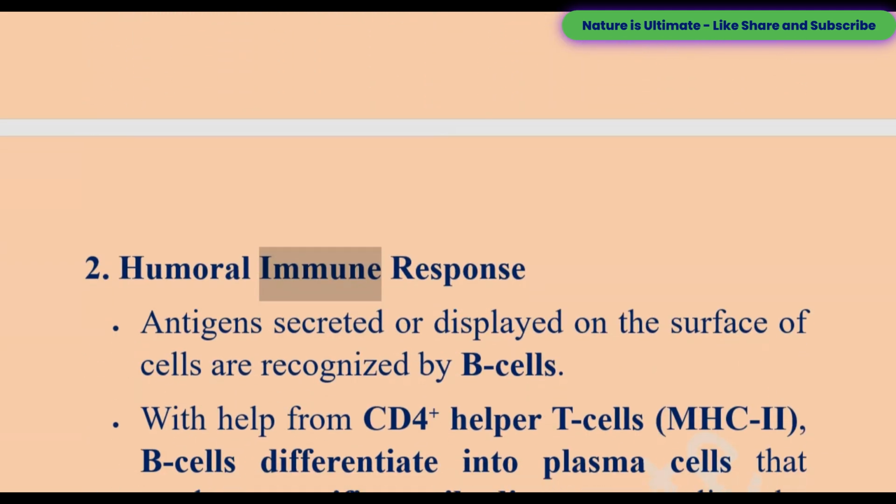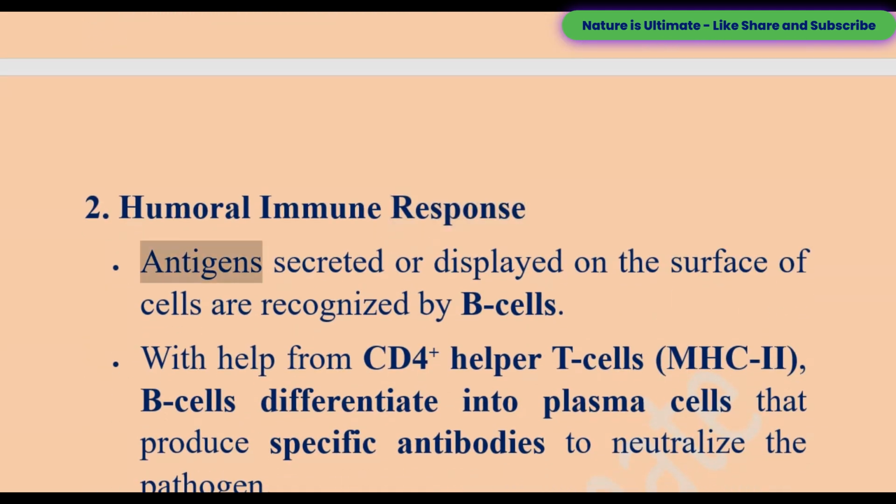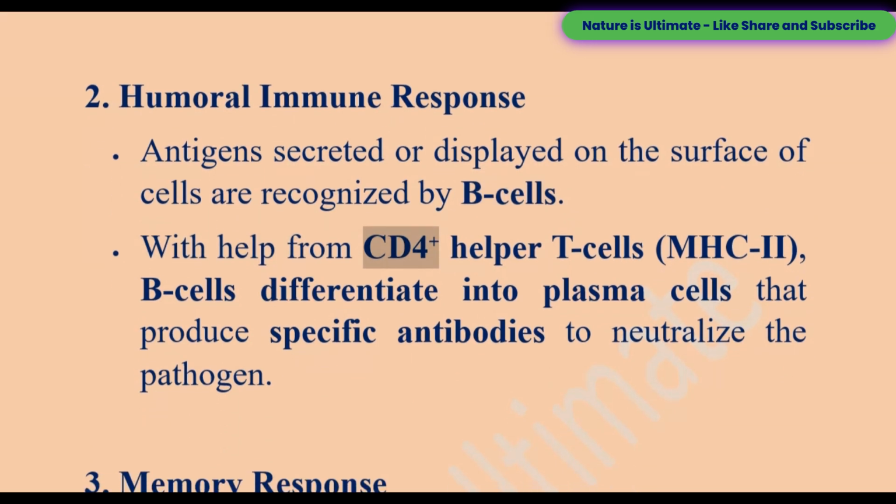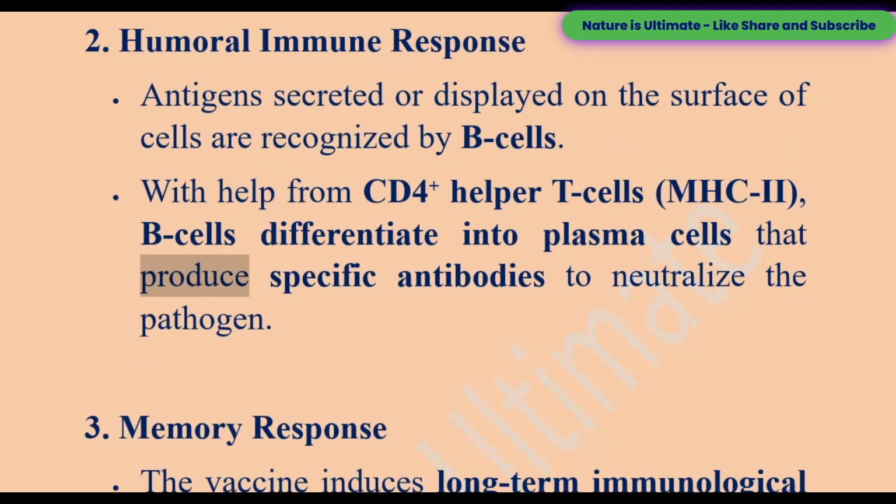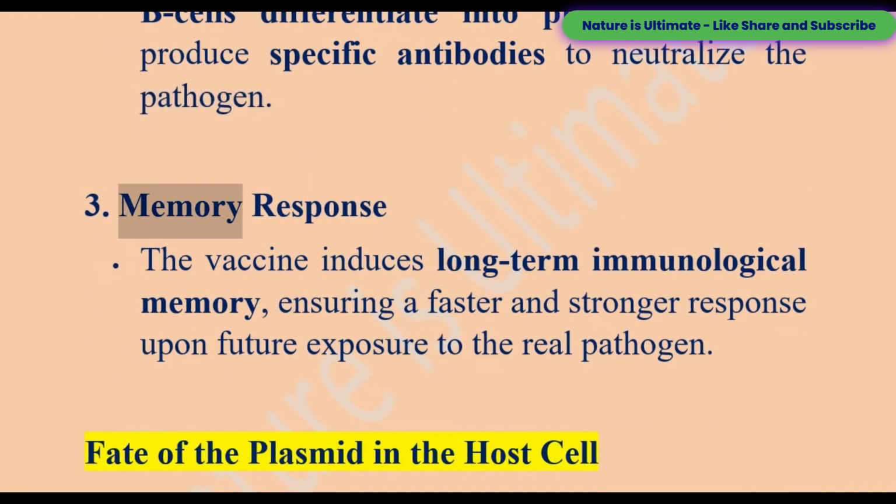2. Humoral immune response. Antigens secreted or displayed on the surface of cells are recognized by B cells. With help from CD4 helper T cells, MHC II, B cells differentiate into plasma cells that produce specific antibodies to neutralize the pathogen. 3. Memory response. The vaccine induces long-term immunological memory, ensuring a faster and stronger response upon future exposure to the real pathogen.